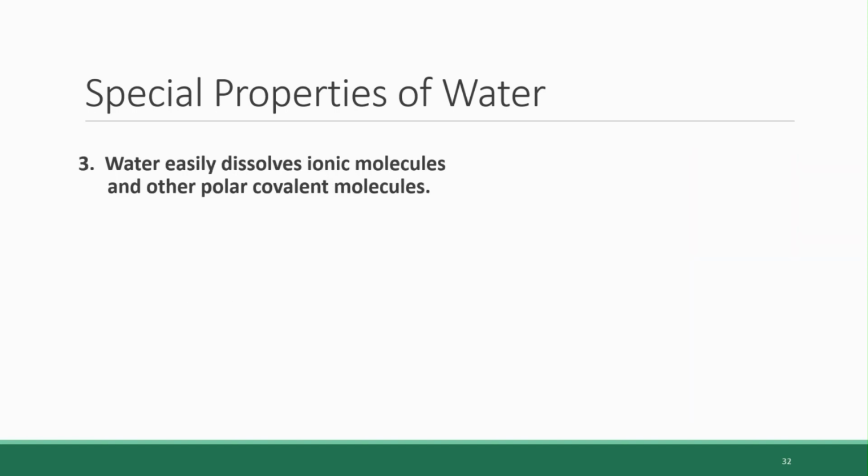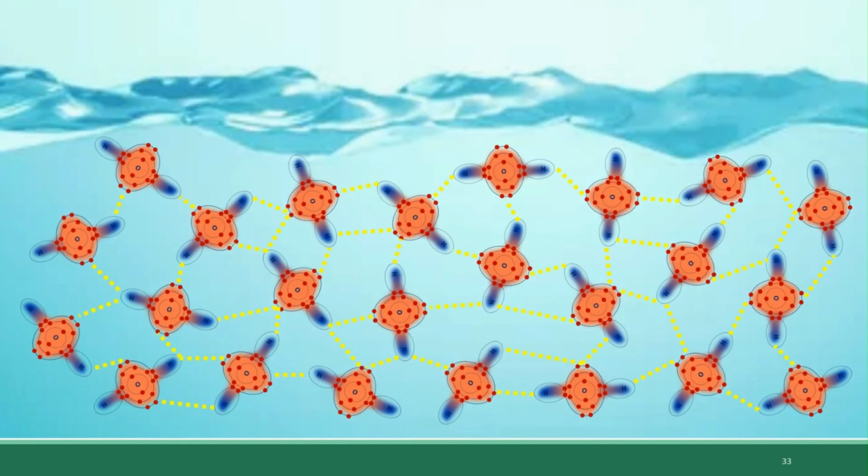This brings us to the third and final property of water that derives from its polar nature, and this is that ionic molecules and polar molecules are able to easily dissolve in water. That's because, if we can turn to this picture, those attractions between water molecules can be substituted for attractions to other molecules with full or partial charges to them.